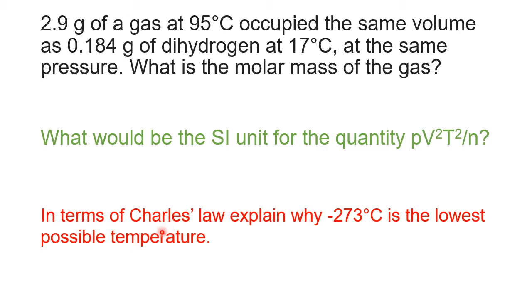Now, today's last assignment. In terms of Charles law, explain why minus 273 degrees centigrade is the lowest possible temperature. For this, you have to go to Charles law, draw the graphical representation, and extrapolate. When you extrapolate, it will touch the temperature axis at minus 273.15. That is called the Kelvin temperature, absolute zero. I explained this already in the states of matter session, so using all that knowledge, please do this example.